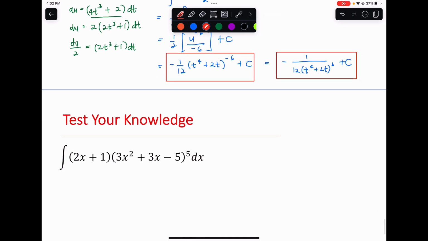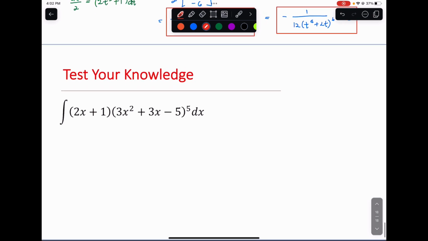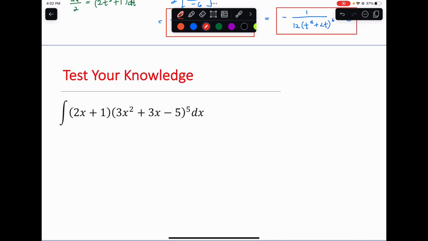Okay, so lastly, for another test your knowledge again. So we have a product. So one is raised to 5, and the other is 2x plus 1. So again, you can pause the video and practice on your own. Try to solve it. Then afterwards, once you were able to find an answer, go back to this video. And hopefully you'll get the correct answer. Okay, so you may do it on your own now.